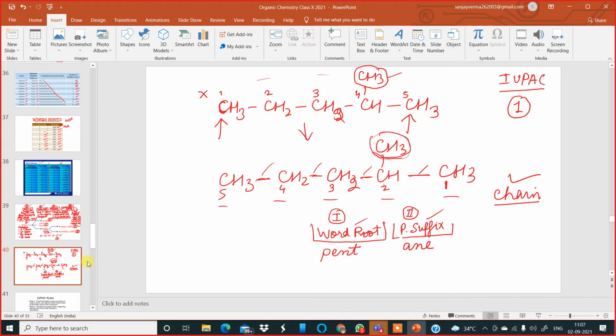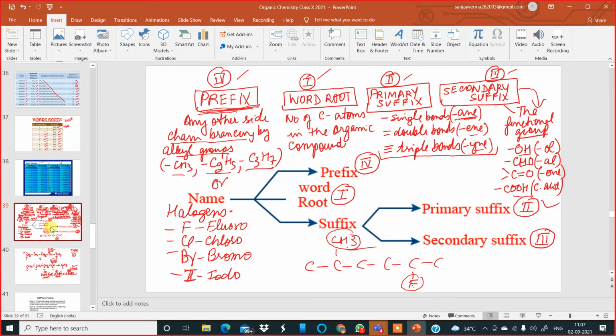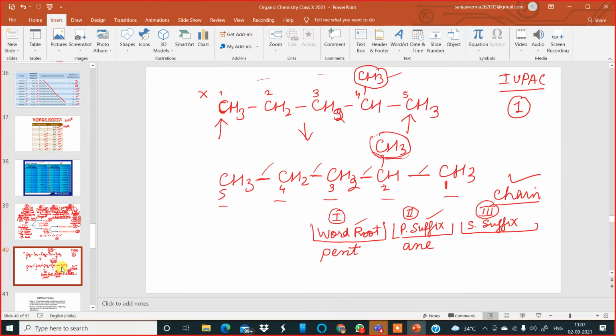Primary suffix is done. Now after primary suffix comes number 3. What is number 3? Secondary suffix. Wonderful. It is called secondary suffix. Now, what does the secondary suffix tell us about? Functional group. Which functional group is there? Now, in this compound, is there any functional group?